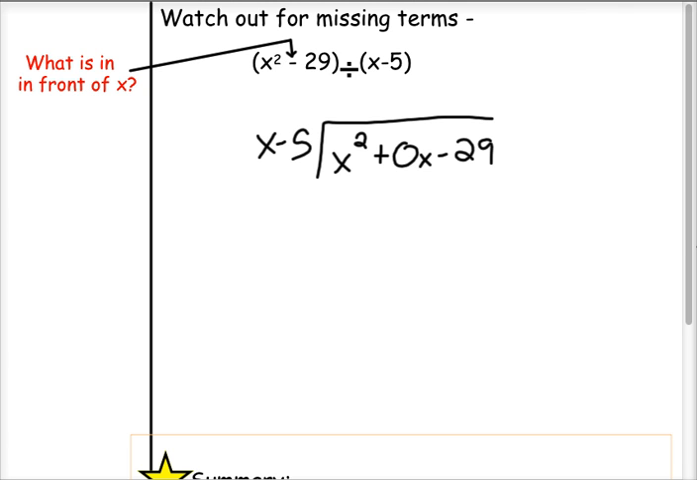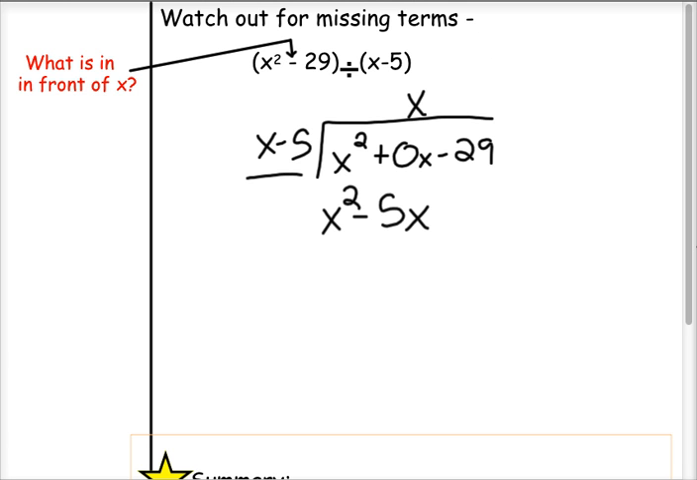So now that I have this, I can begin my process. First thing I'm going to do is look and see how I can get x to cancel x squared. Well, x times x will give me the x squared. So that's my first thing, locating that x. Now I'm going to take that x and multiply it by that entire x minus 5. And it's going to give me that.